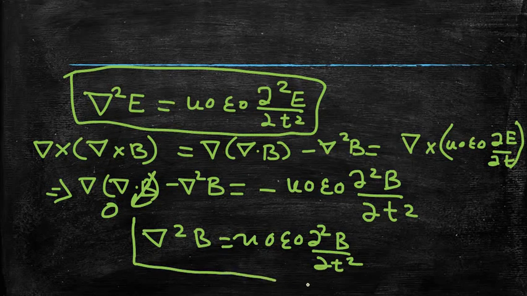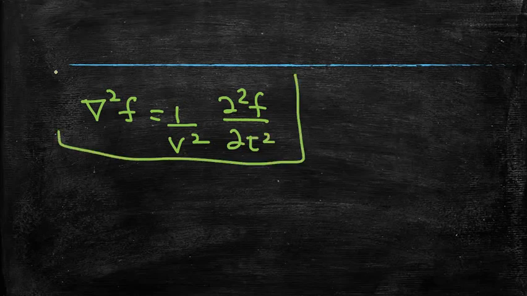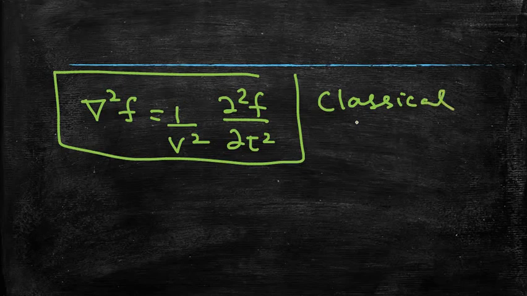So these two equations are similar to one equation in mechanics, and what is that equation? Suppose we have an equation in classical physics, del square f, where f is a function, let us say, equal to 1 by v square dou square f by dou t square, and this is the classical wave equation.